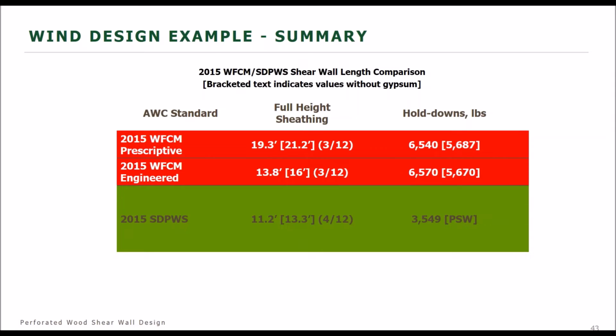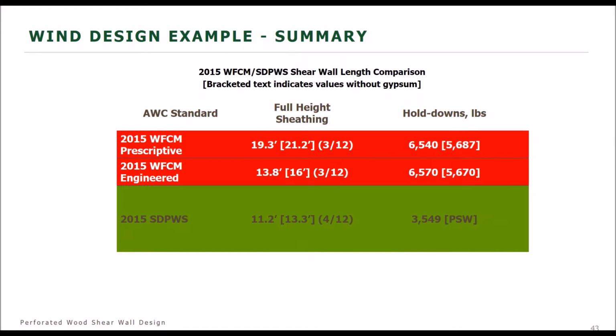If we do a little bit more number crunching using the engineered approach, we can reduce that required full height sheathing length down to 13.8 feet with the gypsum contribution, or 16 feet without. But again, we're still needing that 3 and 12 nail spacing. The hold downs for the prescriptive and the engineered are essentially the same. It's, you know, a few pounds difference here and there due to some rounding.